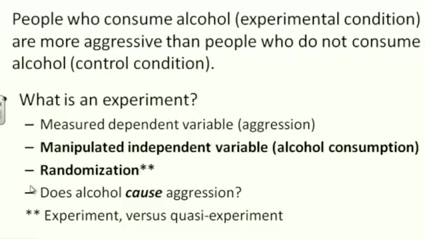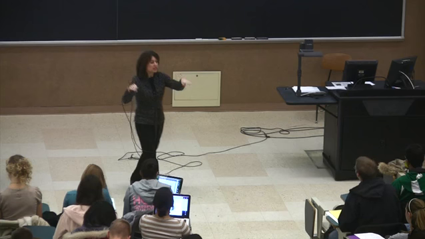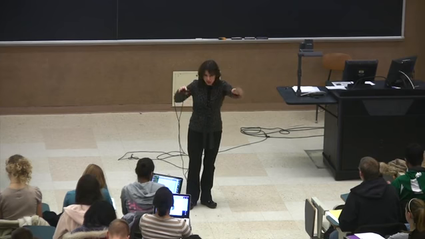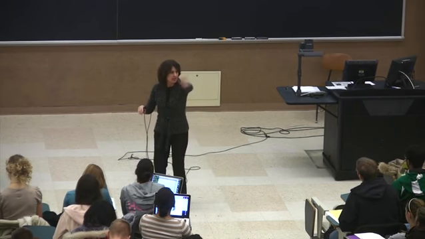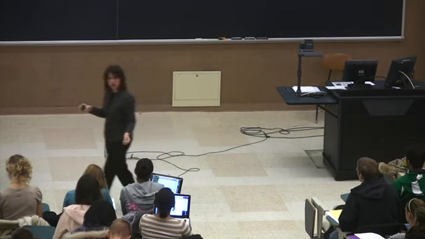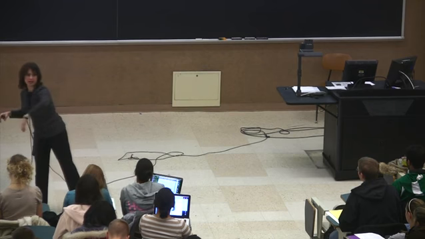So here, our hypothesis would be slightly different than what we had for the correlational research. It could be something like, people who consume alcohol, that's our experimental condition, are more aggressive than people who do not consume alcohol. All right, so let's say that you didn't choose where you sat. Instead, I sat you in certain spots, and this side of the room are the people that are going to get alcohol, and this side of the room are the people that are not going to get alcohol.